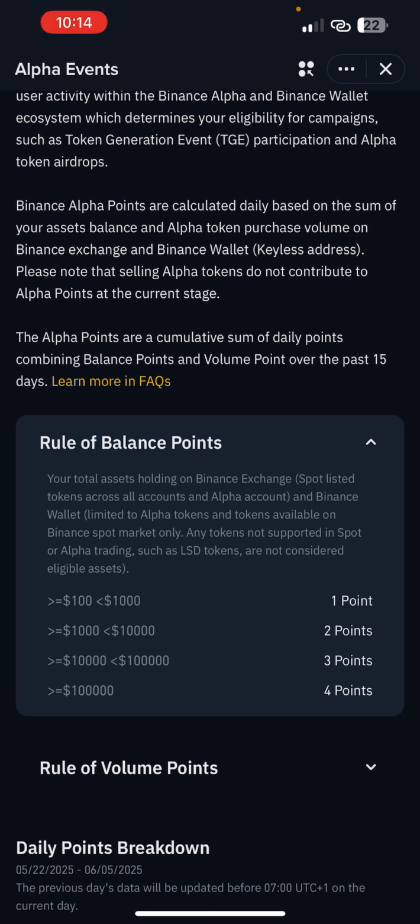If I click the drop-down arrow, you see the breakdown. If you have anywhere from $100 to $1,000 and less, you get 1 point every day. If your total balance in your wallet is $1,000 to upward of $10,000, you get 2 points per day. Again, if you have this money in your spot wallet and you have never traded any token listed in the Binance Alpha program, you don't get this point. For you to activate this point, you must trade any token in the Binance Alpha program to qualify to accumulate Binance Alpha points based on the total balance in your Binance wallet. It's very important to mention this.